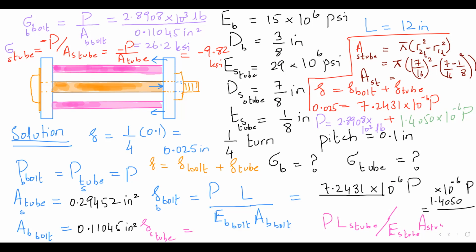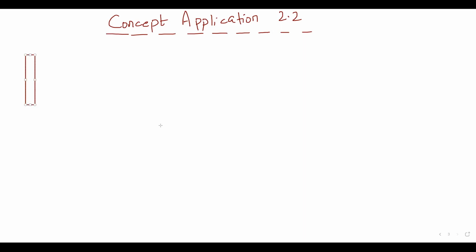So 5 minutes. Let us say goodbye by just summarizing a critical concept. I have already explained the concept, application 2.2. This is again from your textbook. You have this fellow, and again this is in the form of a circular shape. Let's say you look at the side view. So this is like this.